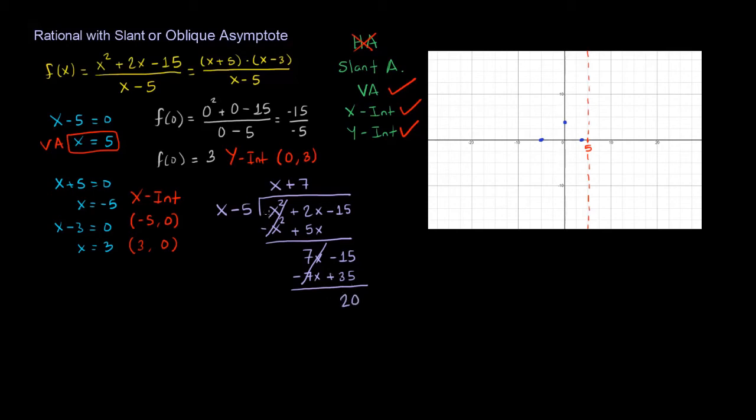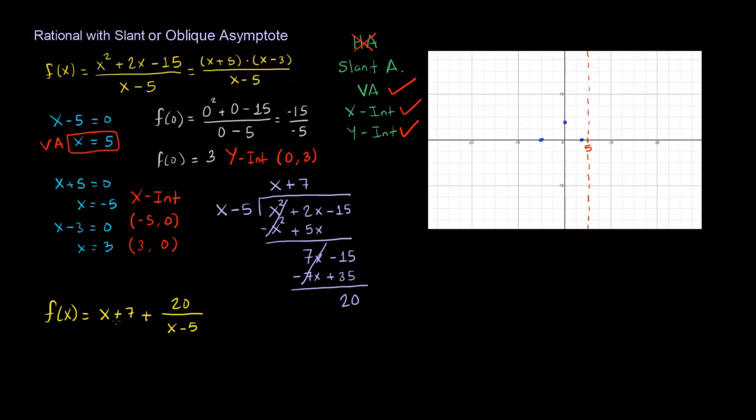In other words, this f of x, I can just rewrite it in this way. It will be just the same as saying f of x is equal to x plus 7 plus 20 over x minus 5. Now, this x plus 7 will be our slant asymptote. The x plus 7 as a slant asymptote will be somewhere around here.